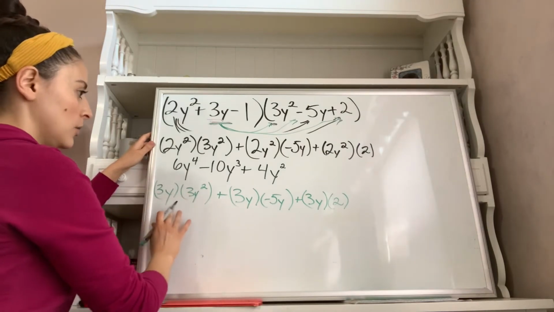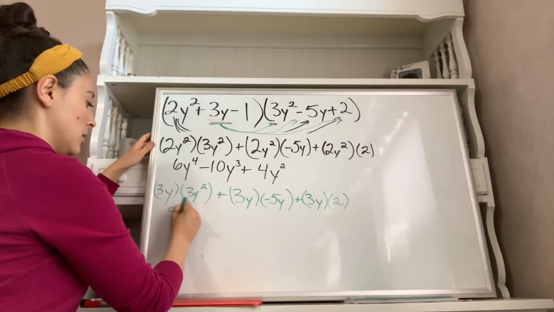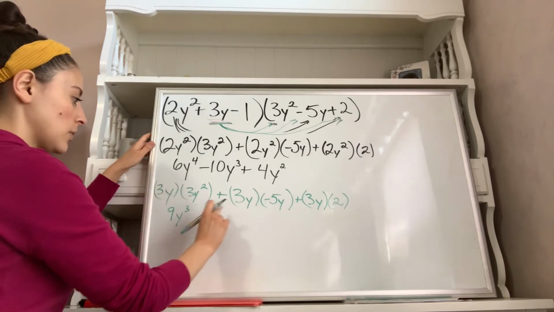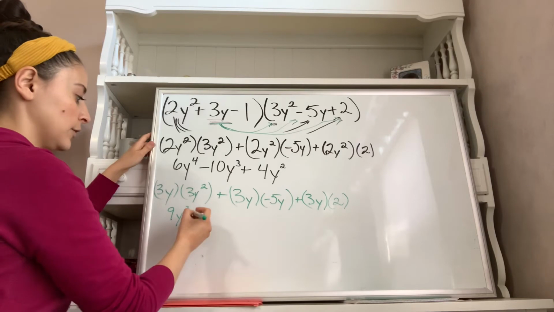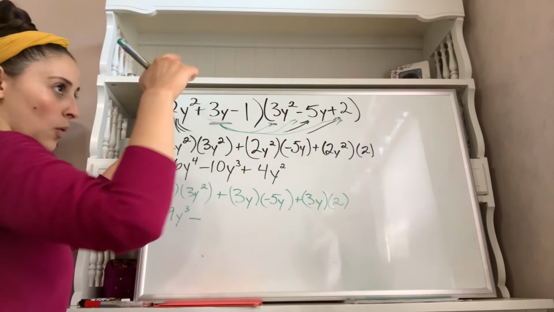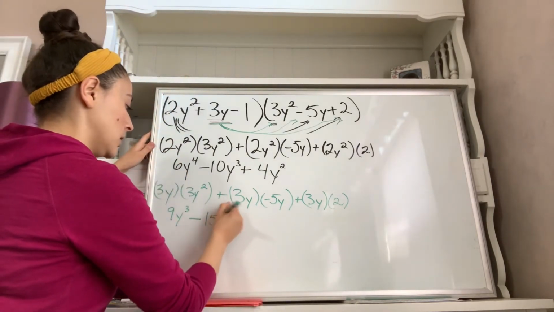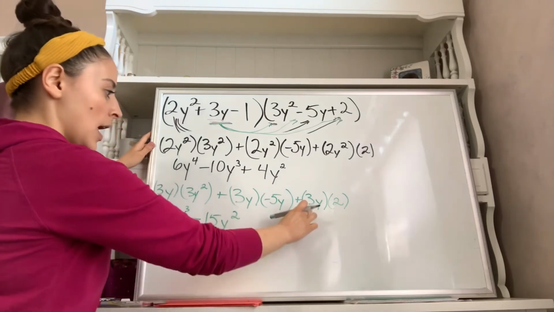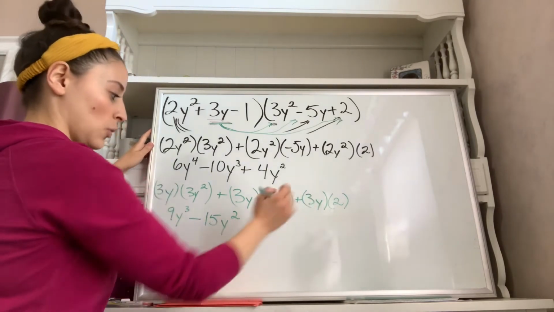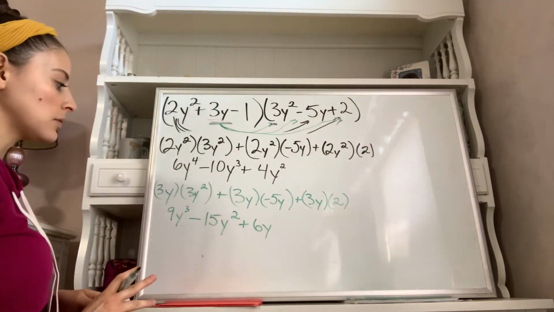So when we combine, we end up getting 3 times 3 is 9. Y times y squared is a y cubed. Now for our next one, 3 times negative 5 is a negative 15, so we know it's going to be a minus 15. Y times y, or y to the 1 plus 1, is going to be y squared. So that's going to be minus 15y squared. And now we have 3 times 2 is 6, or times y, so plus 6y. Okay? And that ended up being positive, so it's a plus.